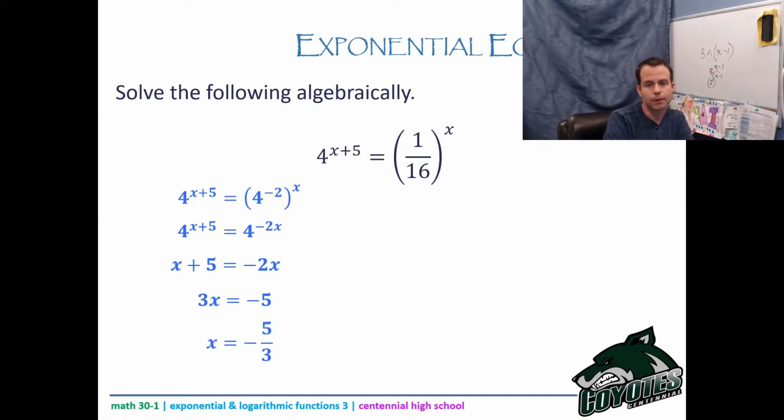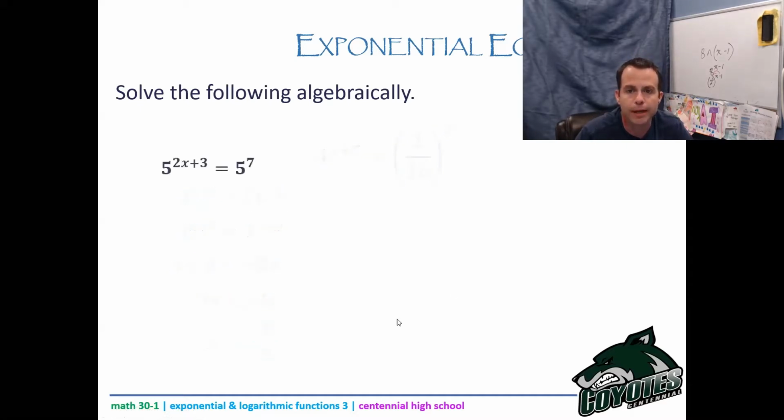Okay, just for clarification, I said subtract x from both sides there. Really, I added the 2x to both sides and subtracted the 5. Okay, it doesn't really matter which way you do it, you're still going to end up with x equals negative 5 over 3. Okay, good.